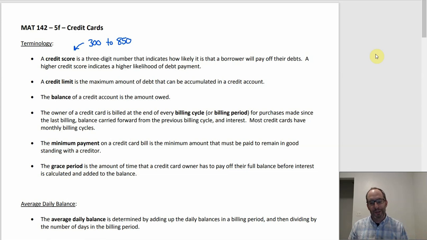And then the last thing, the grace period, how much time you would have to pay off the full balance of a credit card before interest is calculated and added on top.